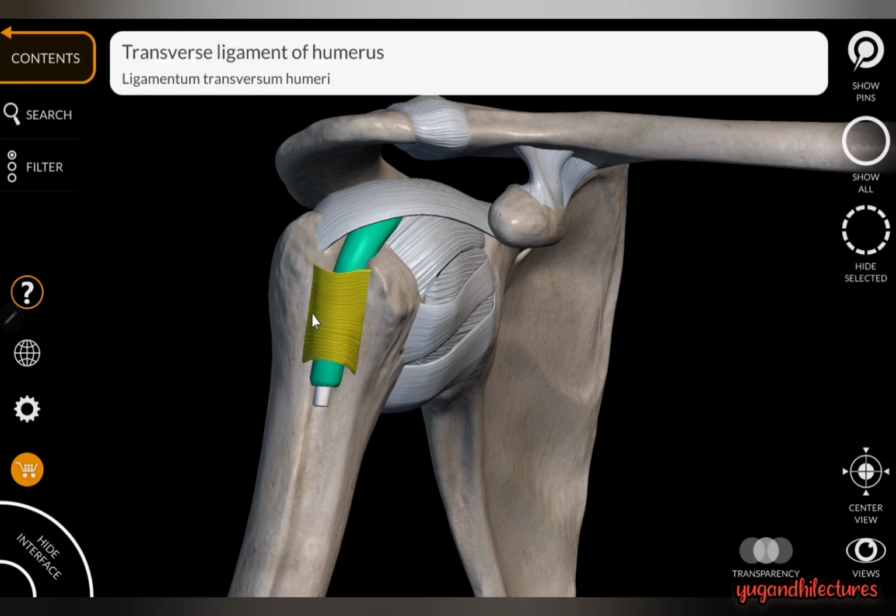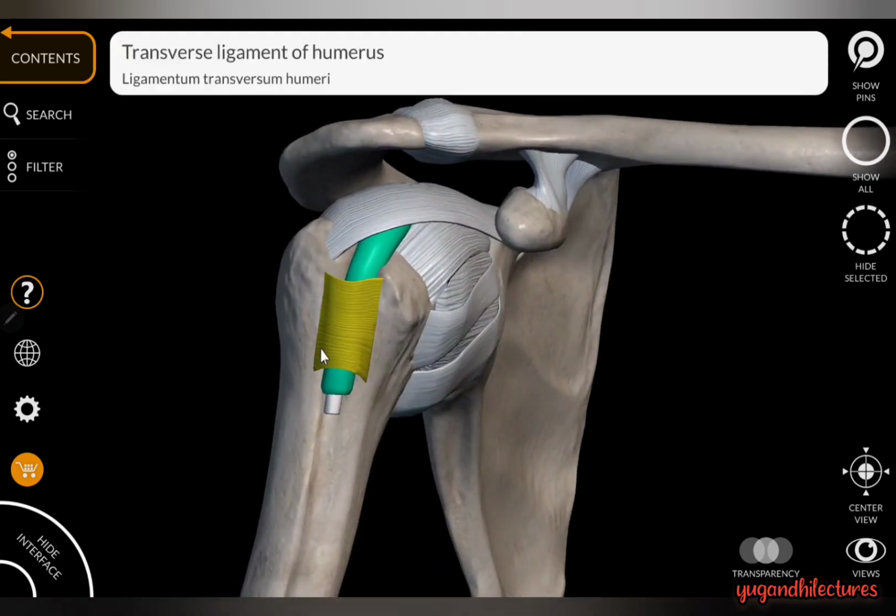So what is the speciality of this ligament? It just bridges the bicipital groove or the intertubercular sulcus, where the tendon of the biceps brachii passes through. So you can see the tendon of the biceps brachii here. This tendon passes through the bicipital groove. So what this ligament does is it bridges the bicipital groove, covering the tendon of biceps brachii and also the synovial sheath that in turn covers the tendon of the biceps brachii. So now I'm going to remove that ligament also.